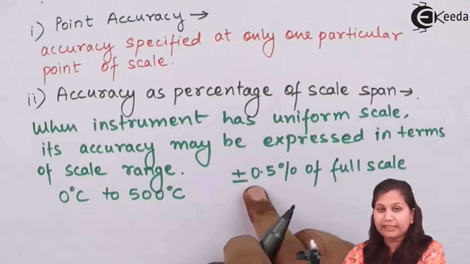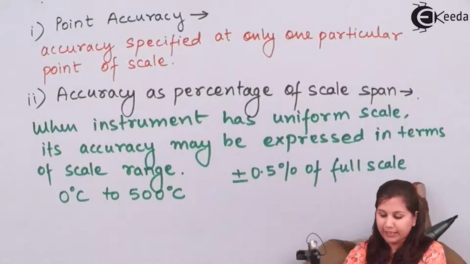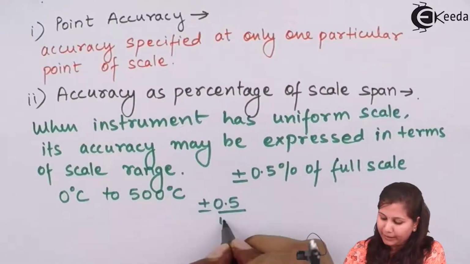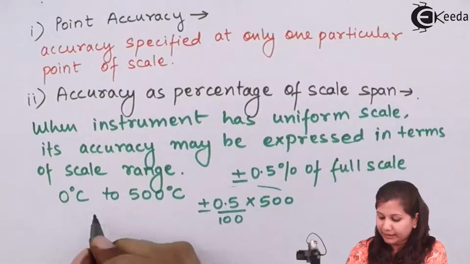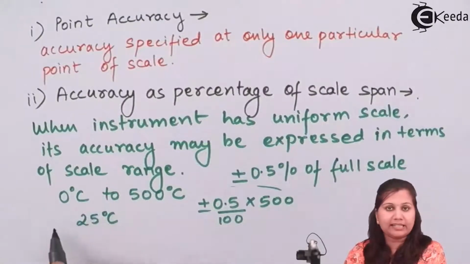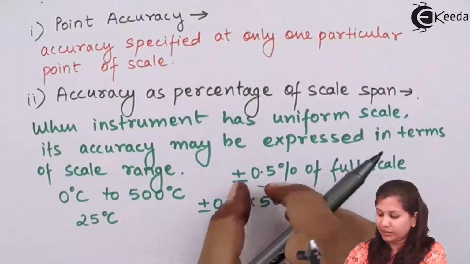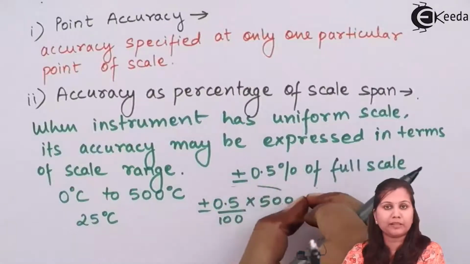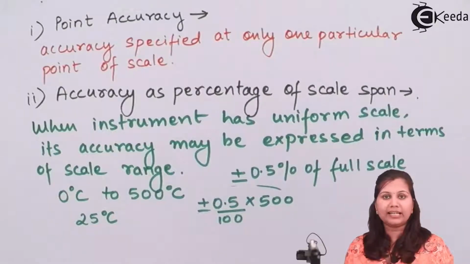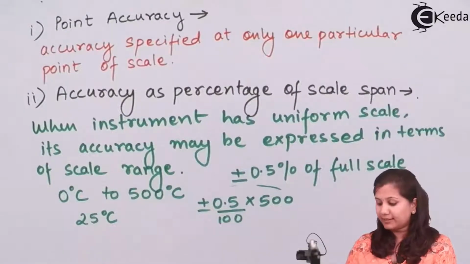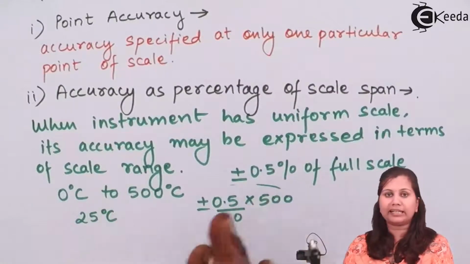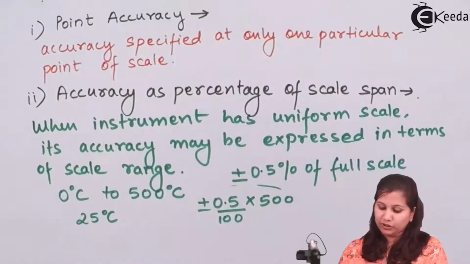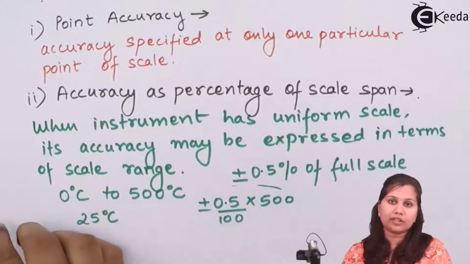So if we define the accuracy as plus minus 0.5% of full scale, it means plus minus 0.5 by 100 into 500. This is how the accuracy is calculated at every point. Suppose we get a reading of 25 degree Celsius; how accurate that is, we can calculate using plus minus 0.5% of 500 degree Celsius. When the reading is very high, like 500 degree Celsius, this plus minus 0.5% can be neglected. But if the reading is like 25 degree Celsius, then we cannot neglect this much error. We have to consider it. So this is the accuracy expressed as the percentage of the scale span.